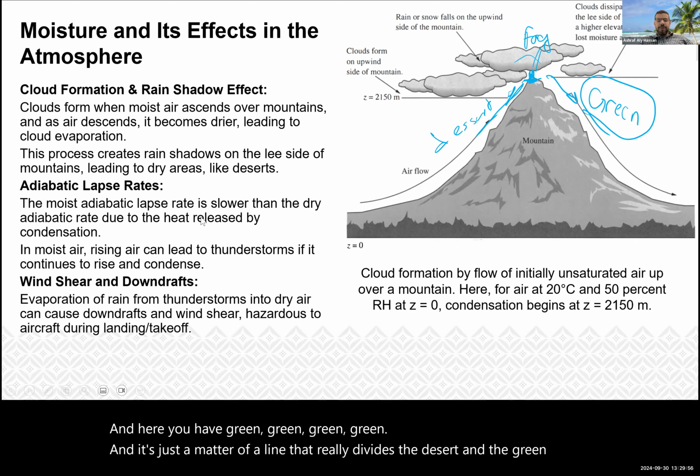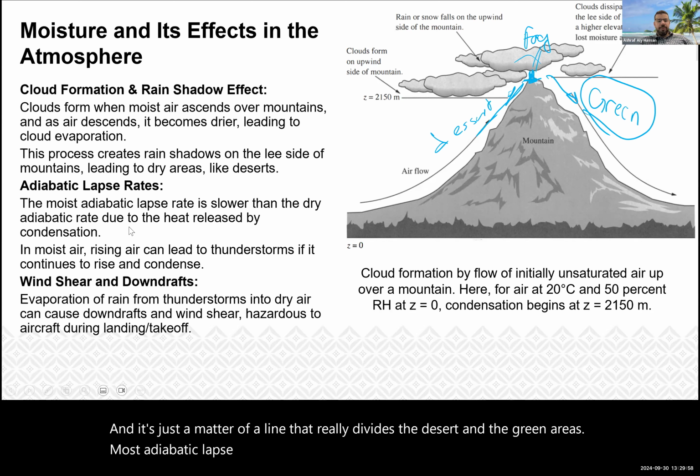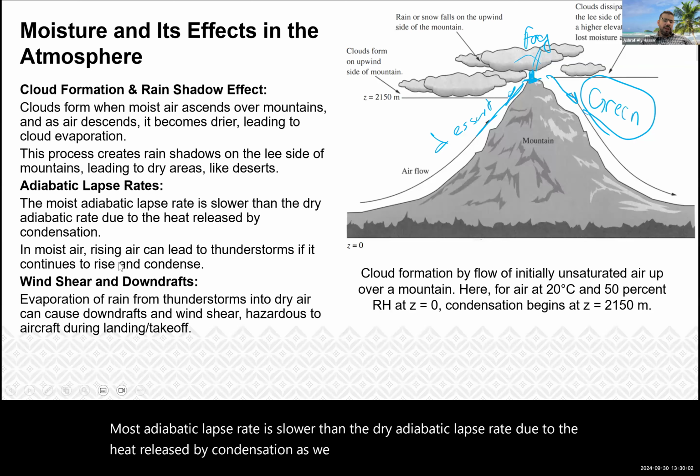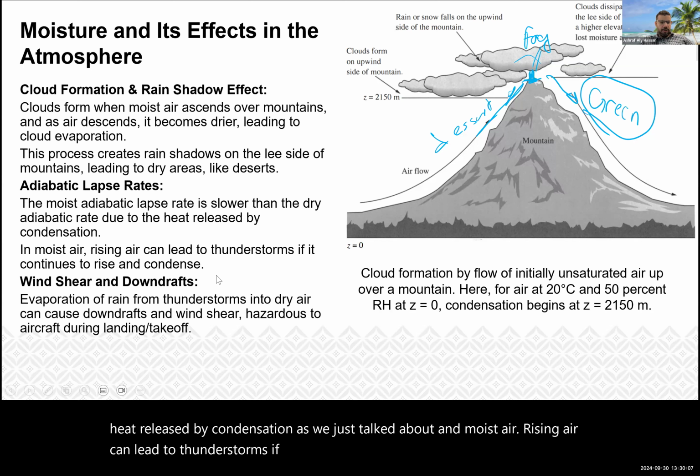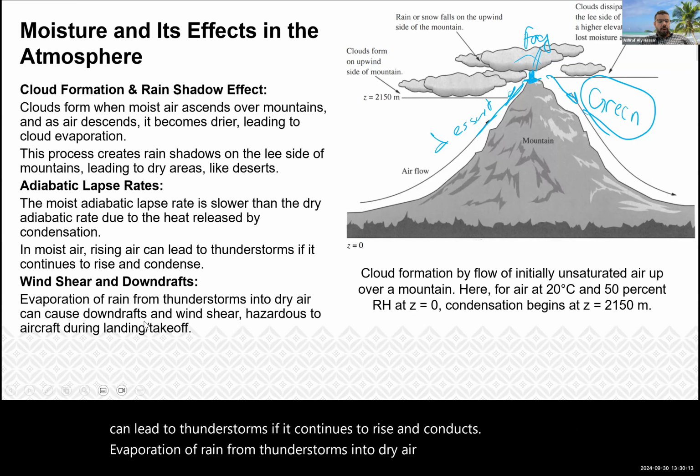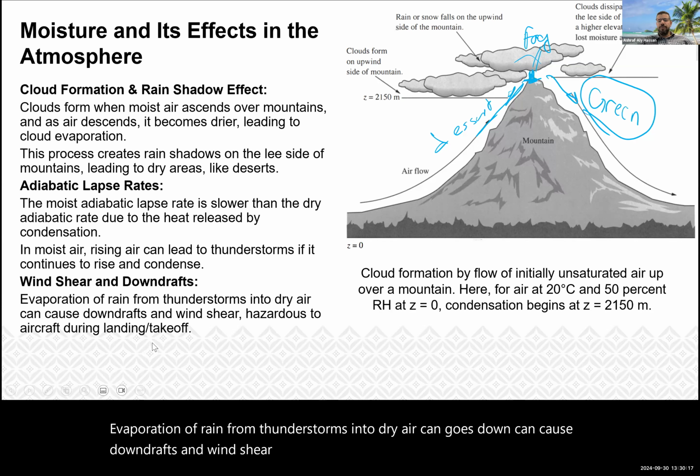The moist adiabatic lapse rate is lower than the dry adiabatic lapse rate due to the heat released by condensation, as we just talked about. In moist air, rising air can lead to thunderstorms if it continues to rise and condense. Evaporation of rain from thunderstorms into dry air can cause downdrafts and wind shear, hazardous to aircraft during takeoff and landing.